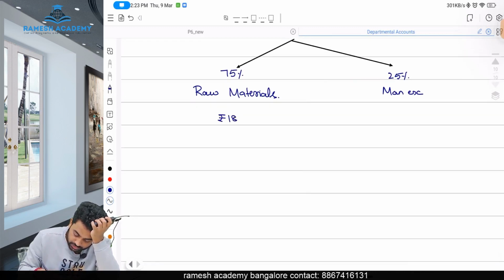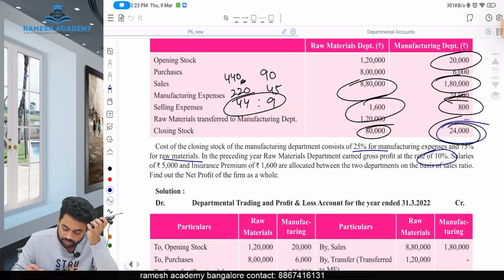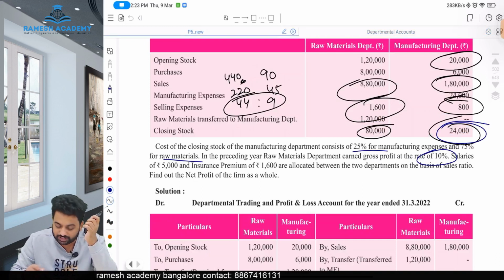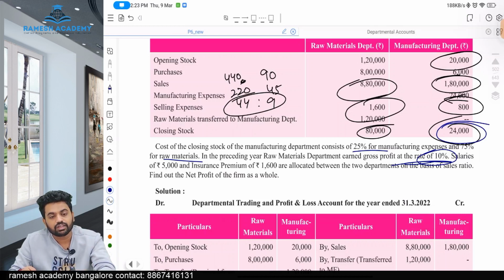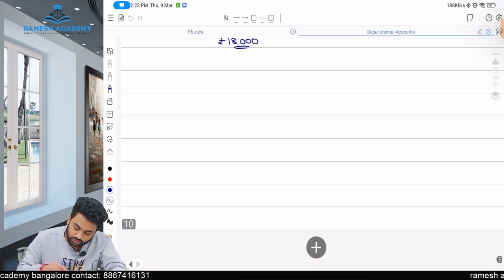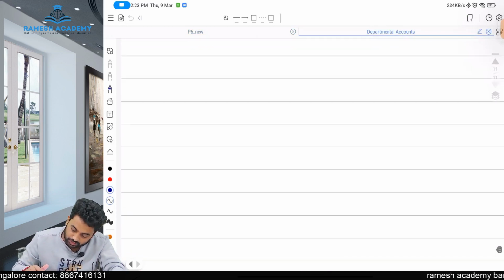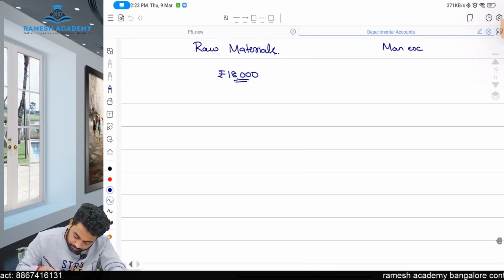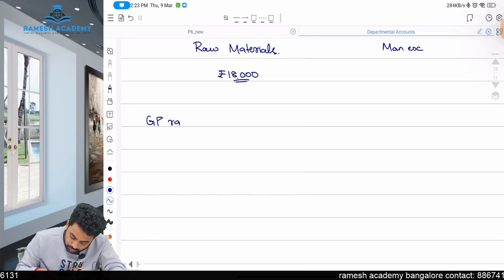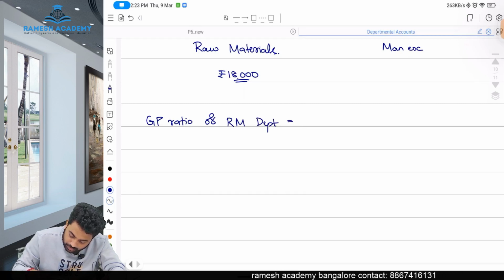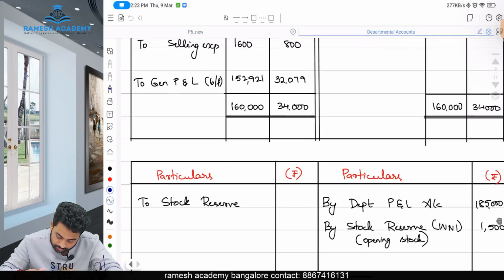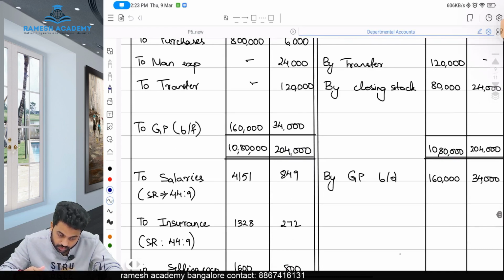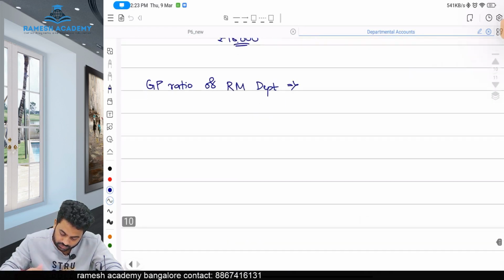Raw material rupees 18,000. Now how much is the stock reserve? Earlier we directly applied 10% because they had given 10% in the question, but current year profit they haven't given. Current year gross profit they have not given. So how much is the GP ratio of the raw material department? We have to compute. How much is the actual GP raw material is earning? 1,60,000, right? Yes, sir, 1,60,000.